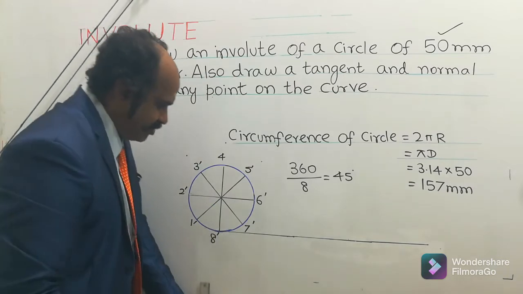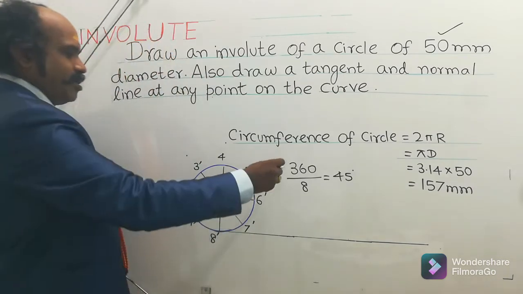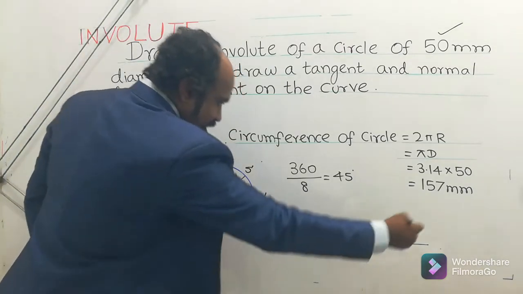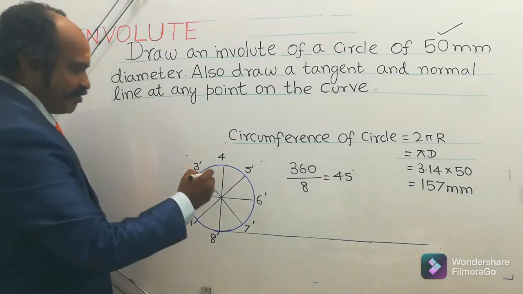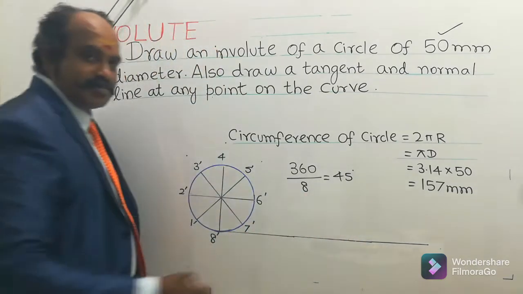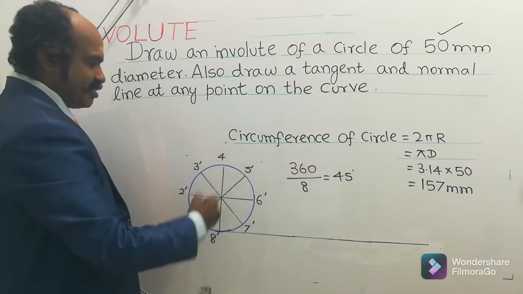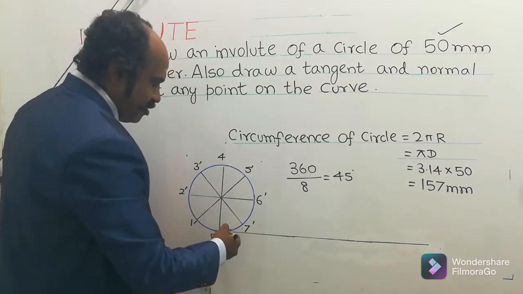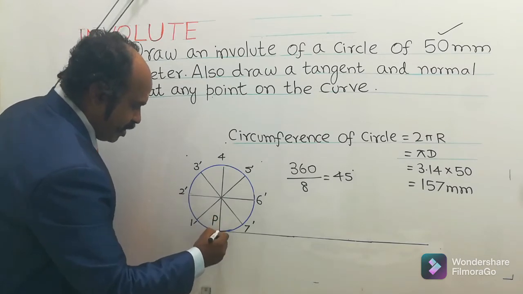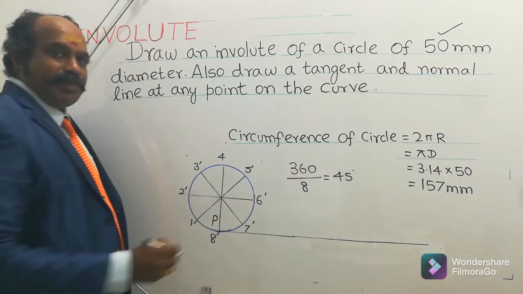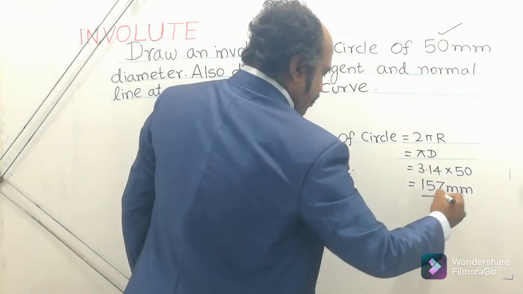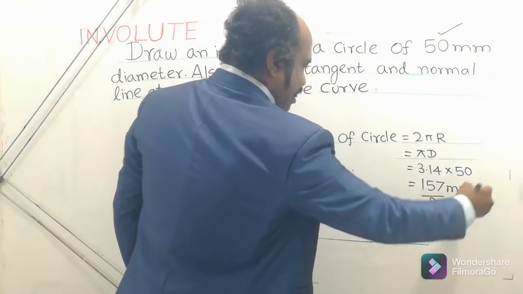Next, the circle is divided into 8 equal parts, and the horizontal line must also be divided into 8 equal parts. Suppose you divide the circle into 12, then the horizontal line must be divided into 12 equal parts. Understand? I have divided the circle into 8, so the horizontal line passing through this starting point, called P, is divided into 8 equal parts. So 157 divided by 8 gives a decimal number.